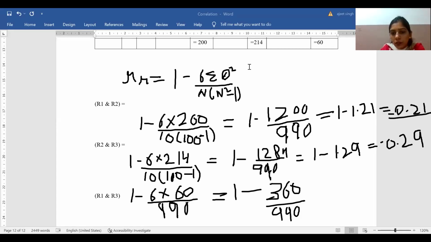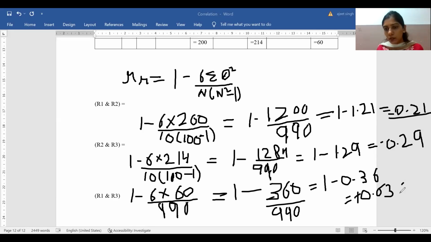So it is 1 minus 0.36. Okay, so the answer will be positive, which is plus 0.636.